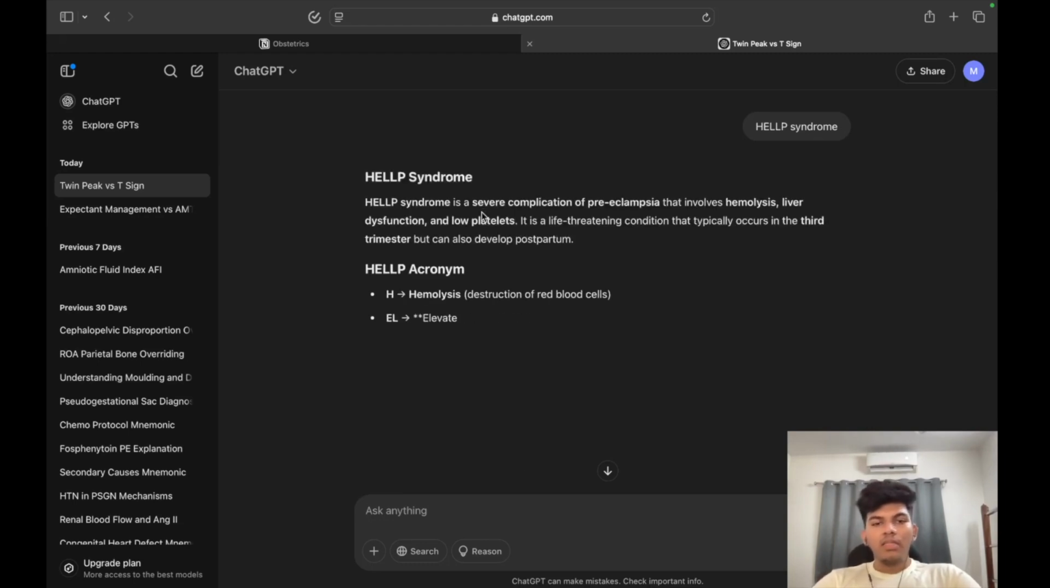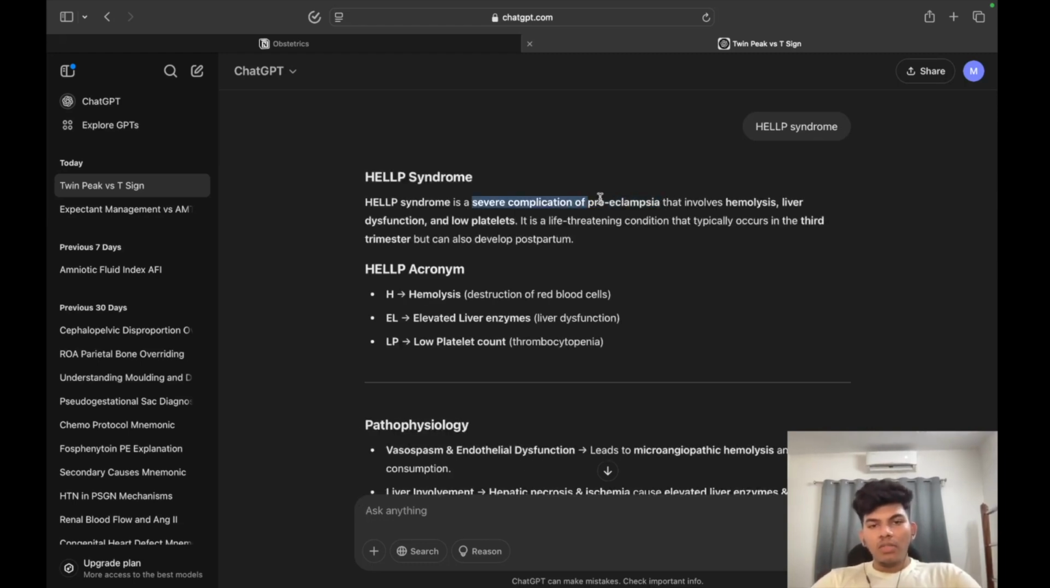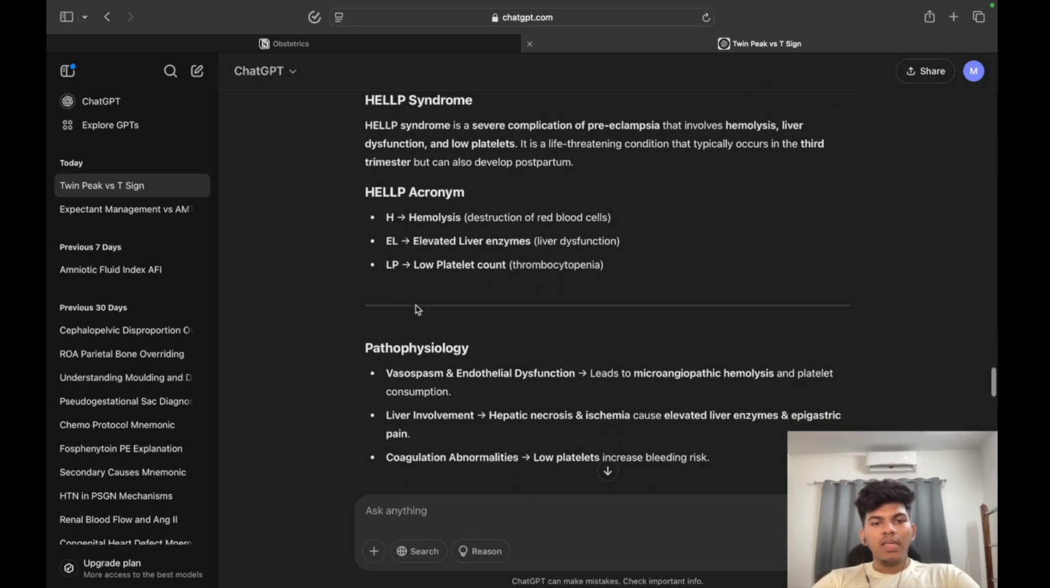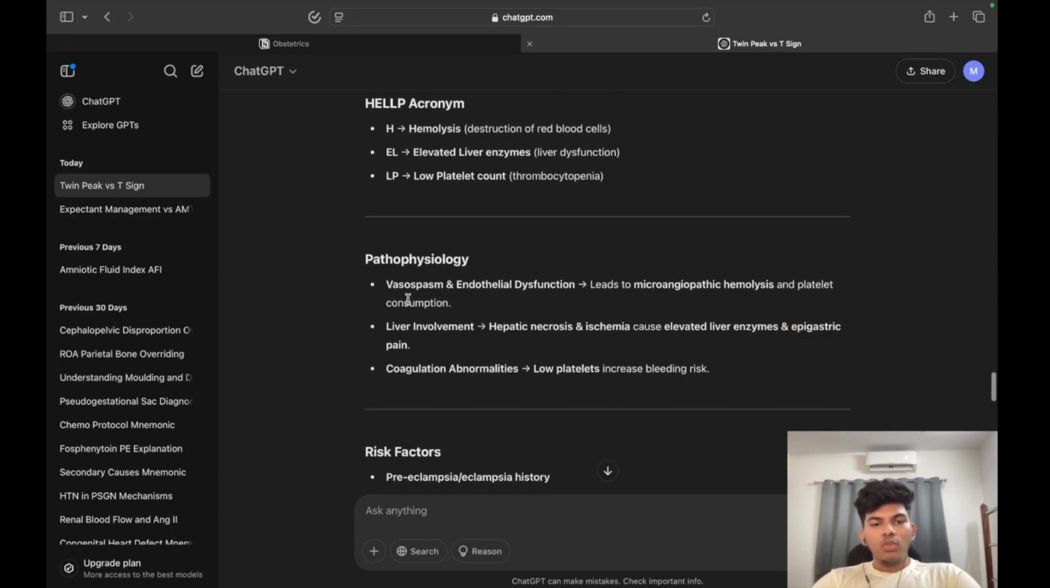It is a complicated, severe complication of preeclampsia that involves hemolysis, liver dysfunction and low platelets. It is present in the third trimester, but it can also occur postpartum. H for hemolysis, E for elevated liver enzymes, LP for low platelets. So, what causes it? Vasospasm and endothelial dysfunction lead to microangiopathic hemolysis and platelet consumption.